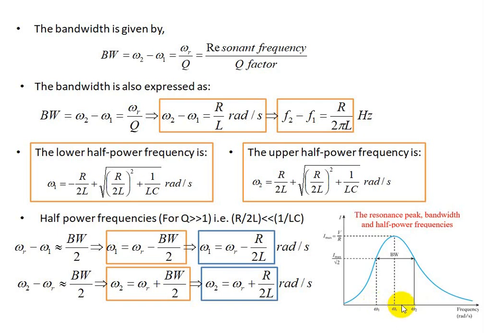So this is the total bandwidth, from this point to this point. Bandwidth divided by 2 is this portion, and similarly this portion also will be equal to bandwidth by 2. If you add half of the bandwidth to omega R, you will get omega 2. If you subtract half of the bandwidth from omega R, you will get omega 1. Therefore omega 2 is omega R plus R by 2L radians per second.